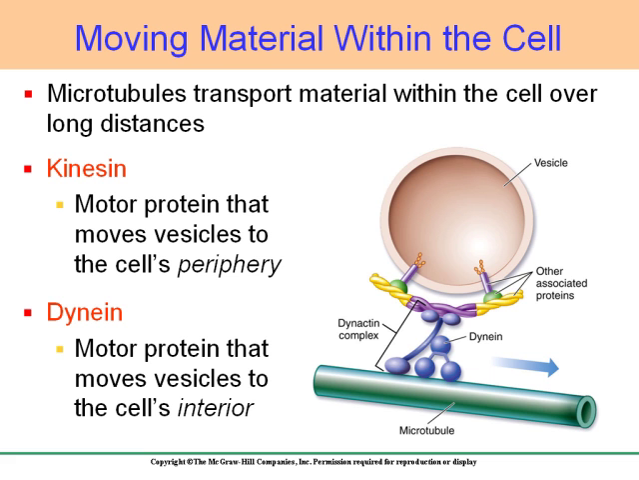Kinesin is a motor protein that moves vesicles to the cell's periphery. So kinesin is taking stuff toward the periphery of the cell because ultimately it's likely going to want to take whatever is in the vesicle to the outside of the cell. Dynein, on the other hand, is a motor protein that moves vesicles to the cell's interior. So likely, when you have dynein attached to a microtubule, it's because something is coming into the cell.